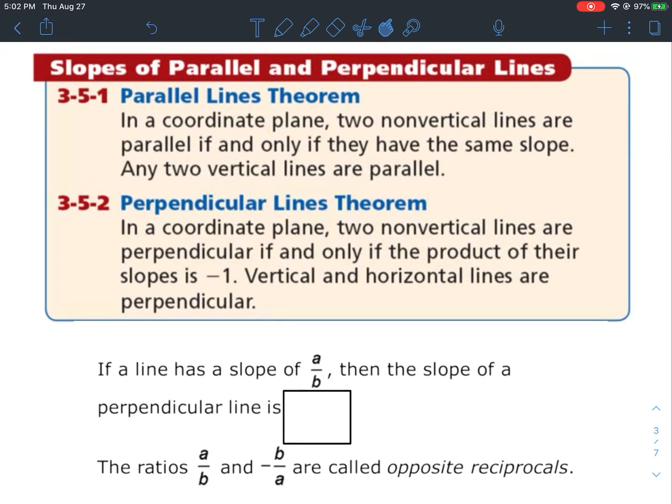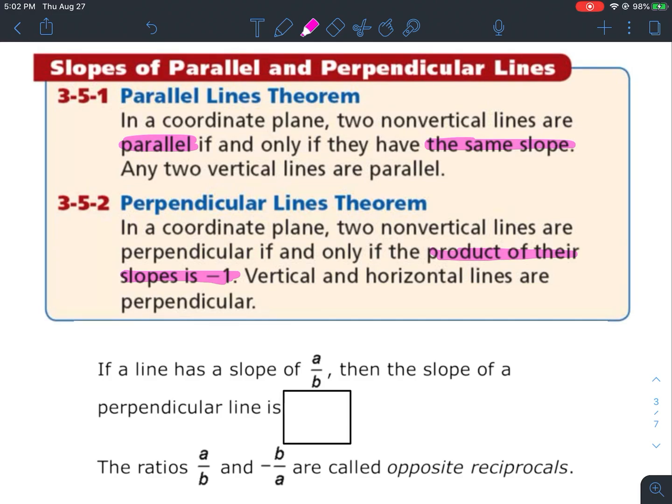Okay, so why are we doing slope formula? Well, that's how we figure out if lines are parallel or perpendicular in a coordinate plane. If two lines have the same slope, those two lines are parallel. If those two lines have slopes whose product is negative 1, those are perpendicular.